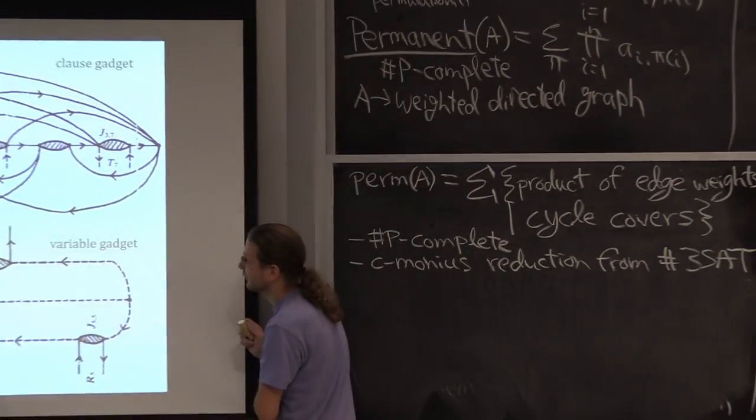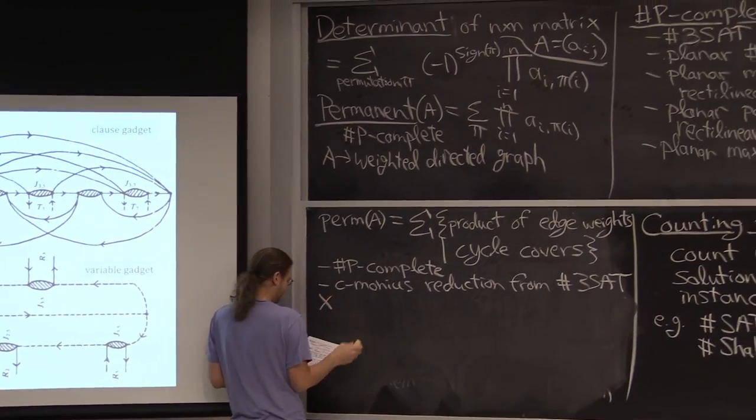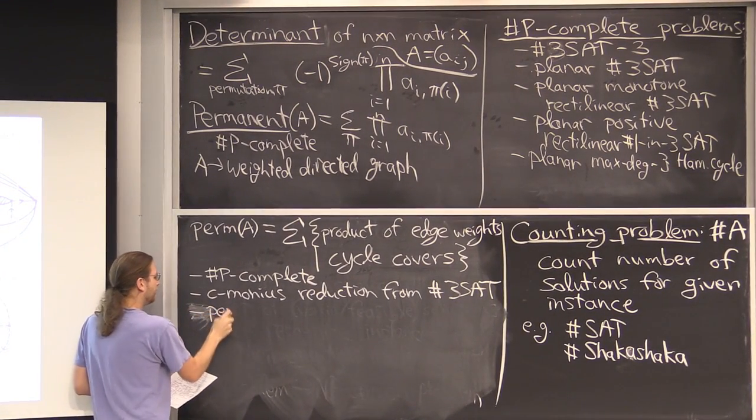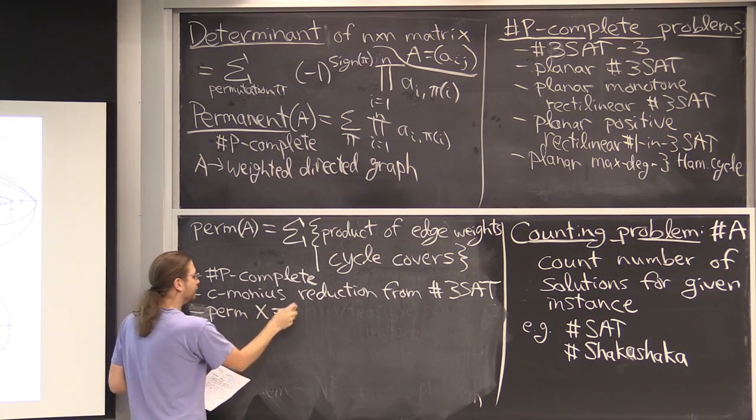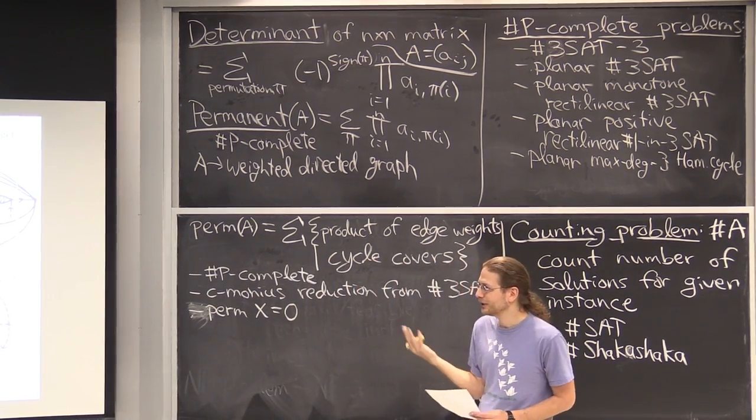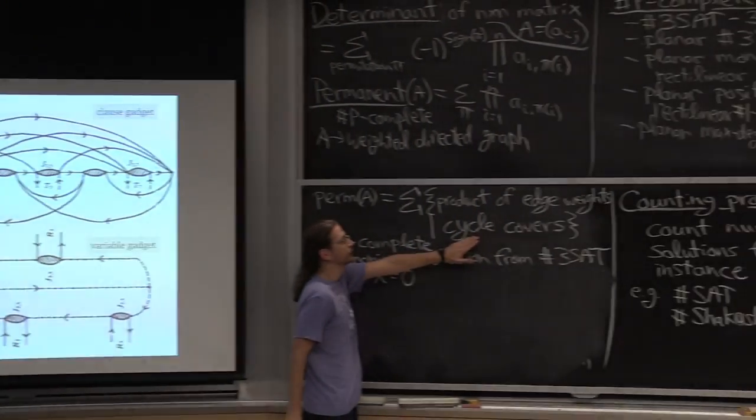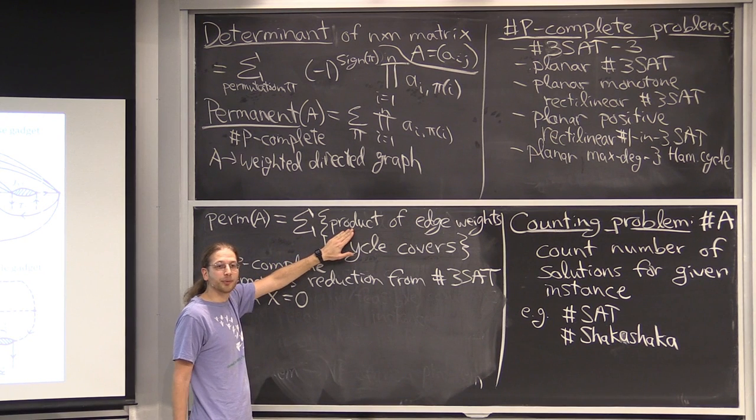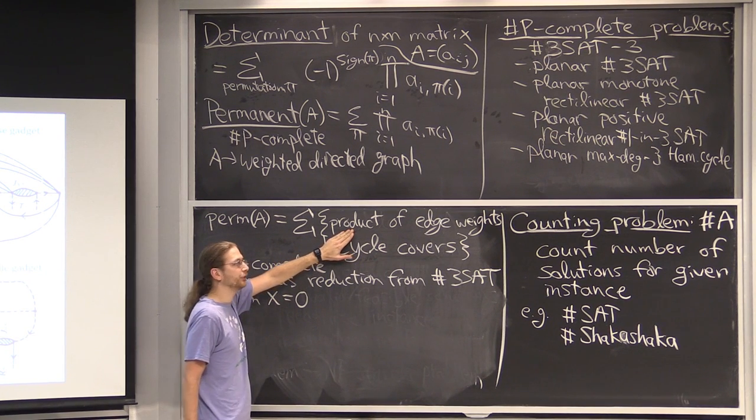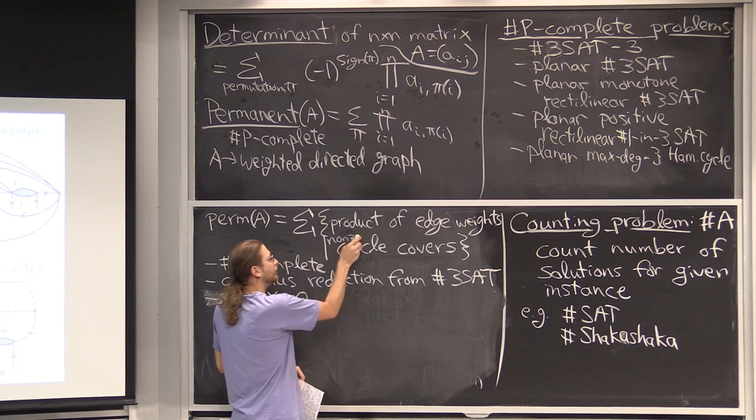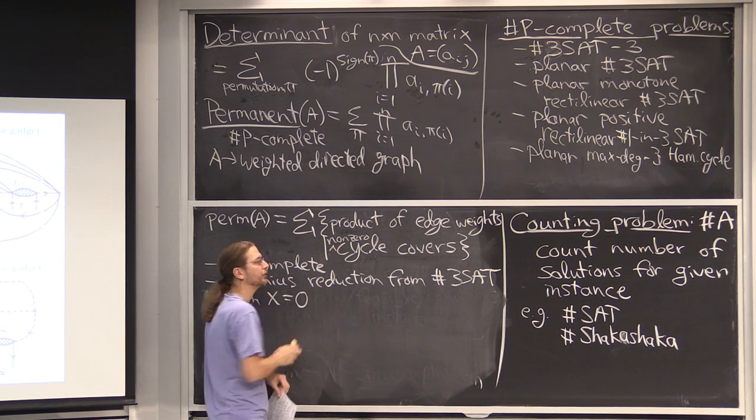So this matrix is called X in the paper. First of all, the permanent of X equals 0. I'm just going to state these; you could check them by doing the computation. We're interested in cycle covers whose products are not zero, otherwise they don't contribute to the sum. So I could also add in non-zero, meaning the product is non-zero.